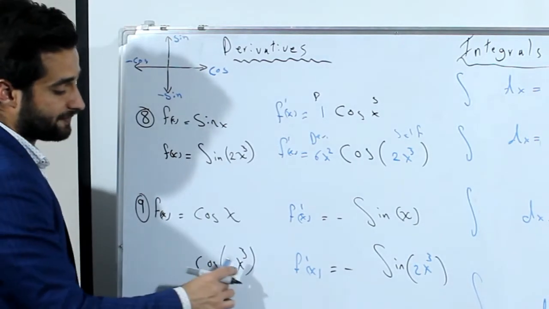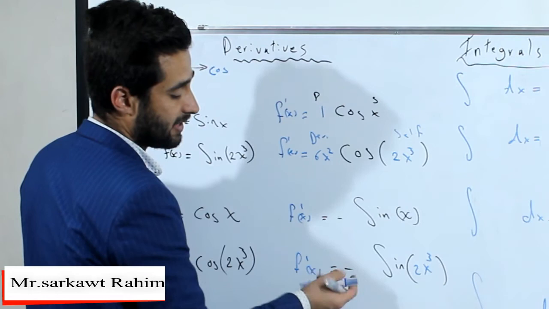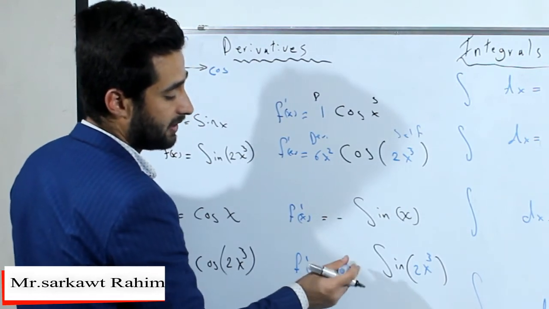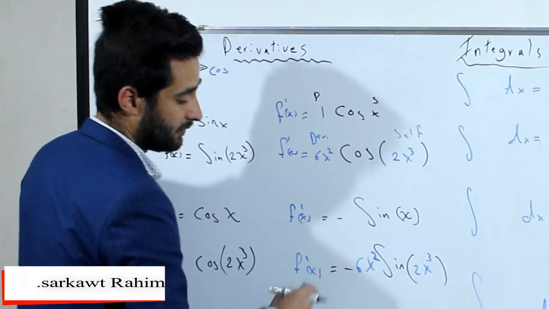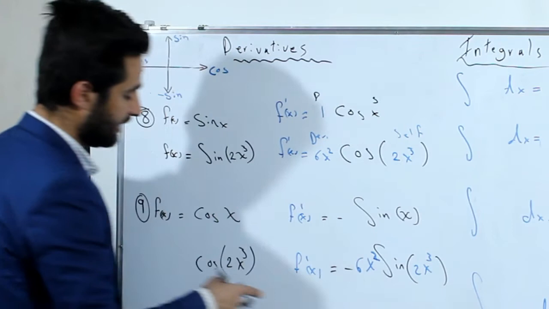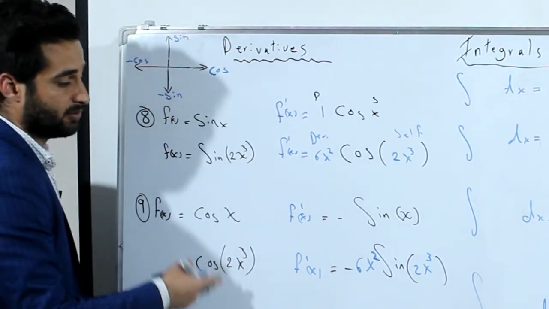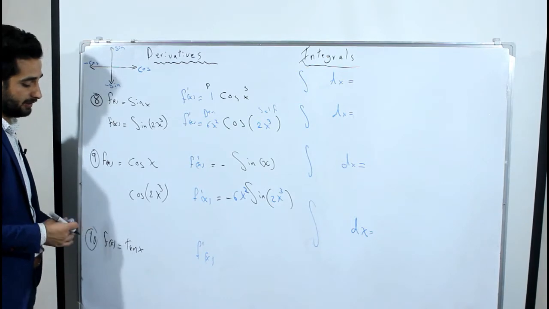And you have to bring the derivative of this to the front of the sine, but don't forget the minus will be in the beginning, so it becomes 6x squared. So minus 6x squared sine 2x cubed is the derivative of this. Don't forget, this will be hard if you use another idea.